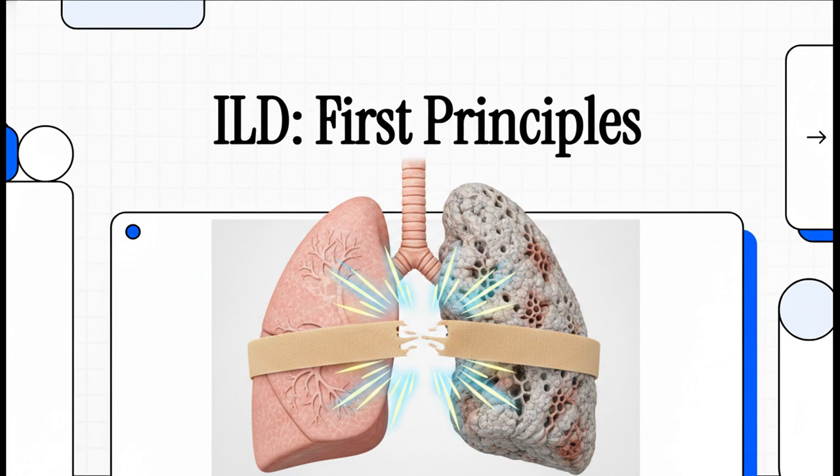rigid scar tissue. You see, interstitial lung disease is, at its core, a disease of lost elasticity. And once you really grasp what losing that stretch does to gas exchange, breathing mechanics, and your chest exam, I promise everything else in this topic just clicks. Let's build this from the ground up.